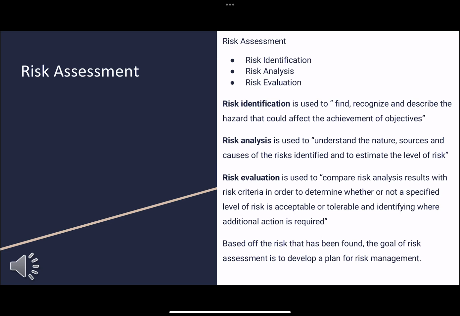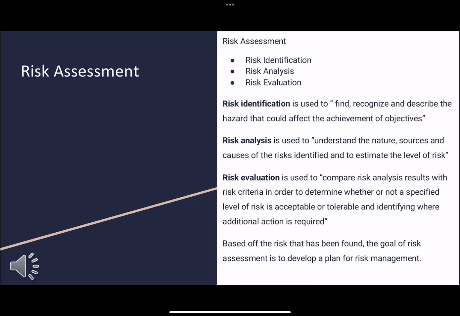We begin by looking at risk assessment. Risk assessment has three parts: risk identification, risk analysis, and risk evaluation. The definition of each follows. Risk identification is used to find, recognize, and describe the hazard that could affect the achievement of objectives.